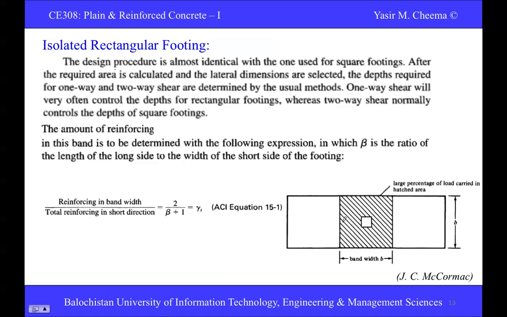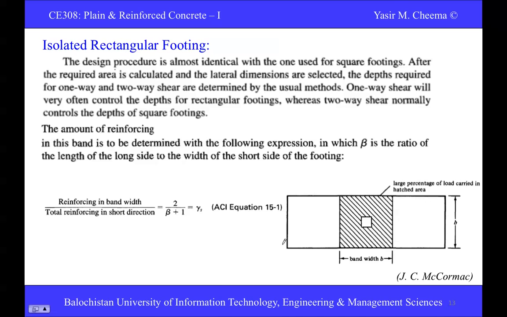Once the required area is calculated and the lateral dimensions are selected, the depths required for one-way or two-way shear are determined by the usual method, the same as we did for the square footing. But the difference here is that in a rectangular section, the distribution of the reinforcement is different. This is called the band width.